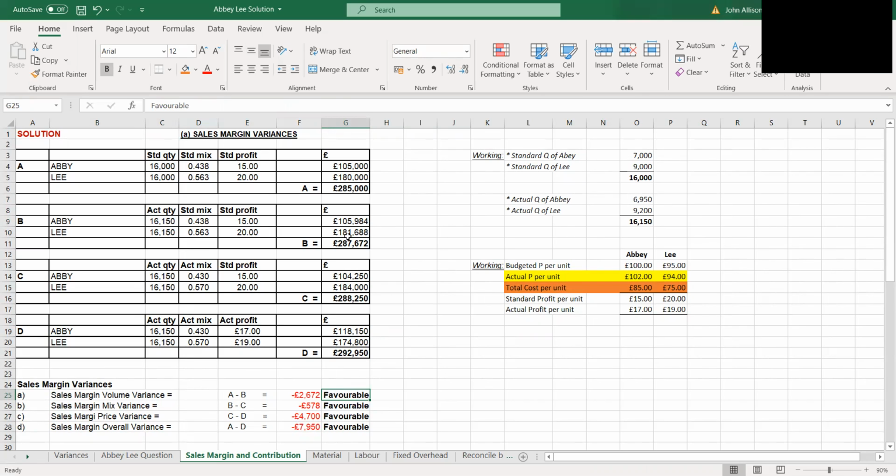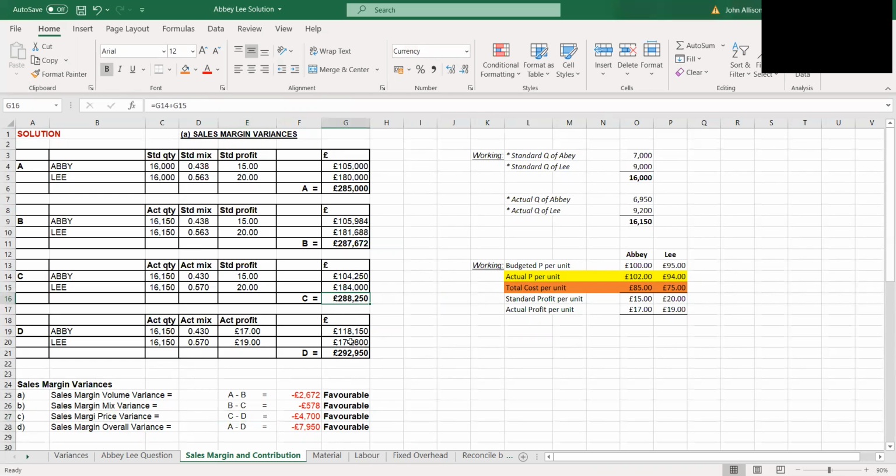We go through them as just the standard here to get B, C, and D. So for B, the mix variance is B minus C. These numbers take away one another. We'll look at another video about analysing the variances. For C, it's C minus D for the sales margin price variance.